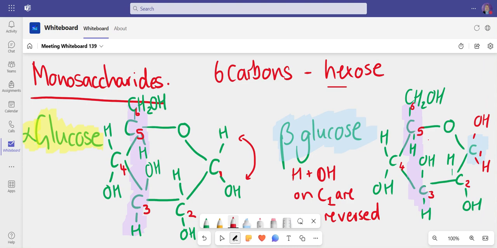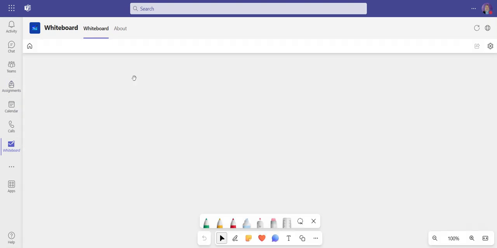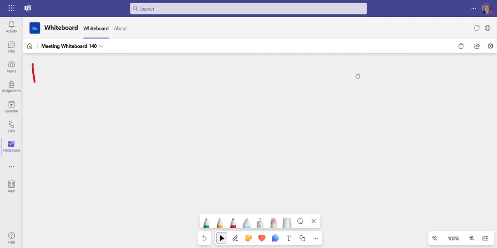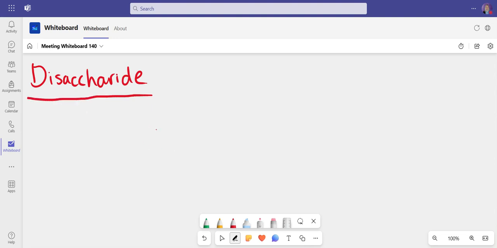The next thing we need to know is disaccharides. So let's go on to a new board. So a disaccharide means 2 sugar units joined together.